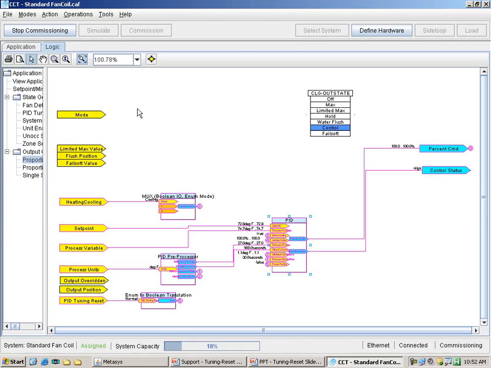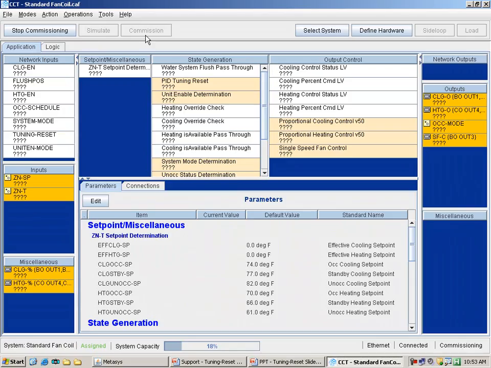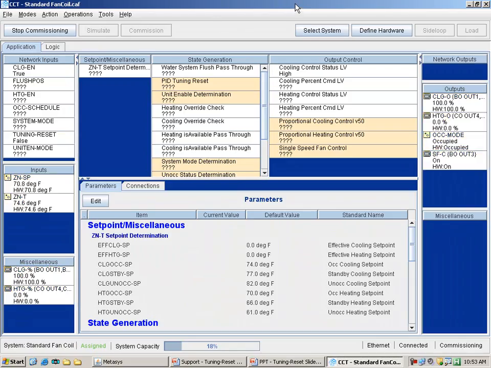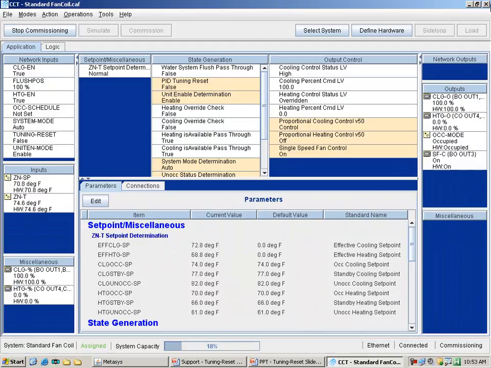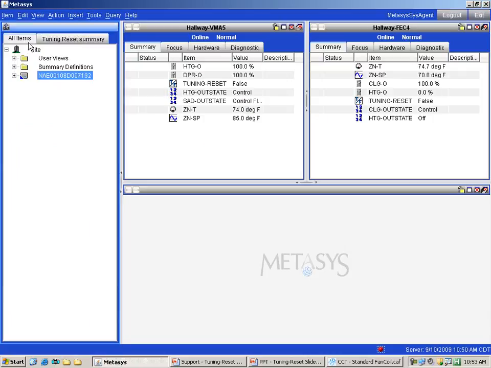What I'm going to do now is go back to the application view. And I'm going to execute this, but I'm going to do it from the user interface. So let me arrange CCT. Over here in the user interface, I have my NAE and I have my 2 controllers, an FEC and a VMA. In the top left display area is my VMA with all the points that I've mapped in. And on the right side on the top is the FEC, which I've mapped in.